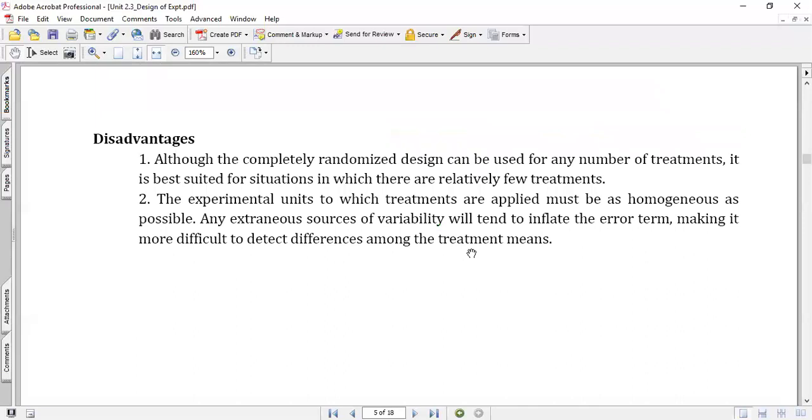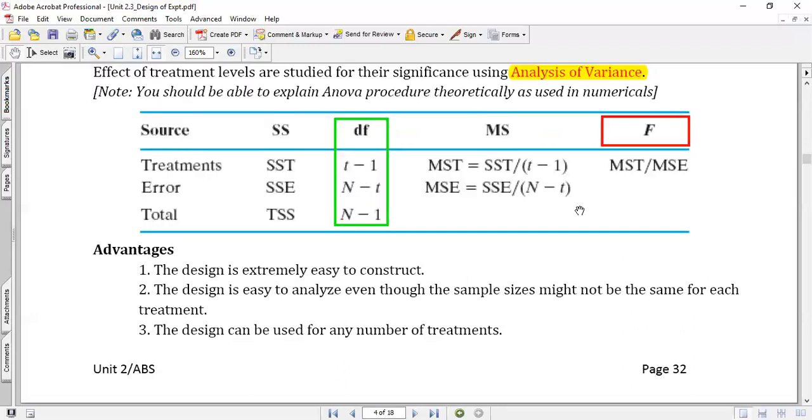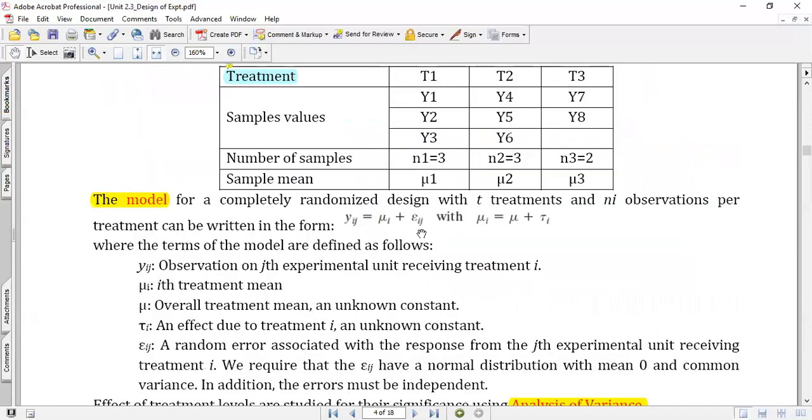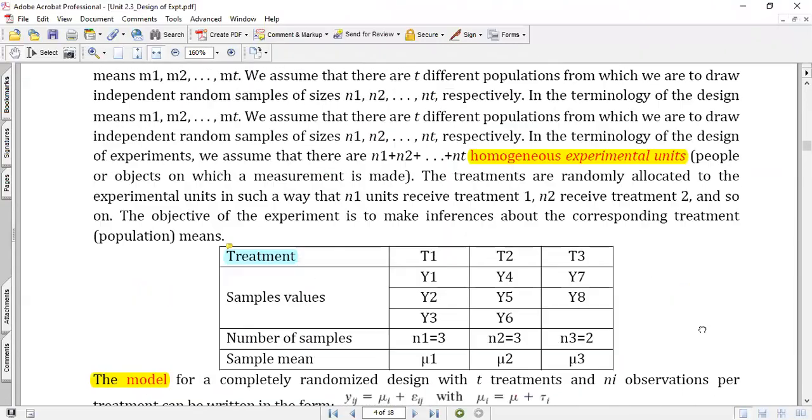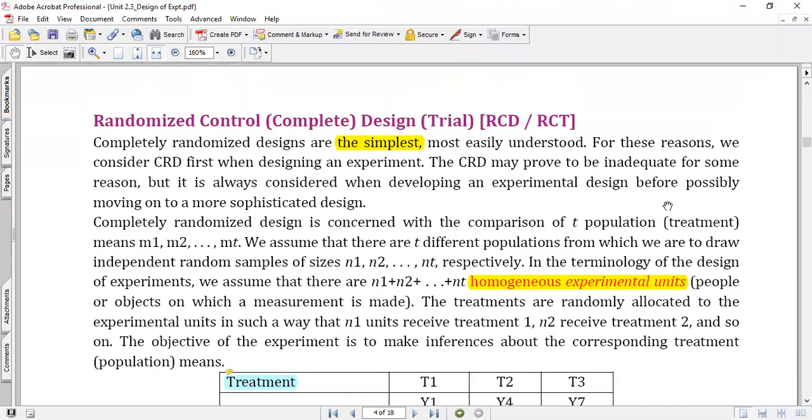This experiment has got advantage as well as disadvantage. The biggest disadvantage in this case is that the sample has to be homogeneous. The experimental components should be homogeneously distributed. The advantage is that it is very simple to construct and a simple experiment. You can work out with only one factor in this experiment. So this is RCT or RCD.